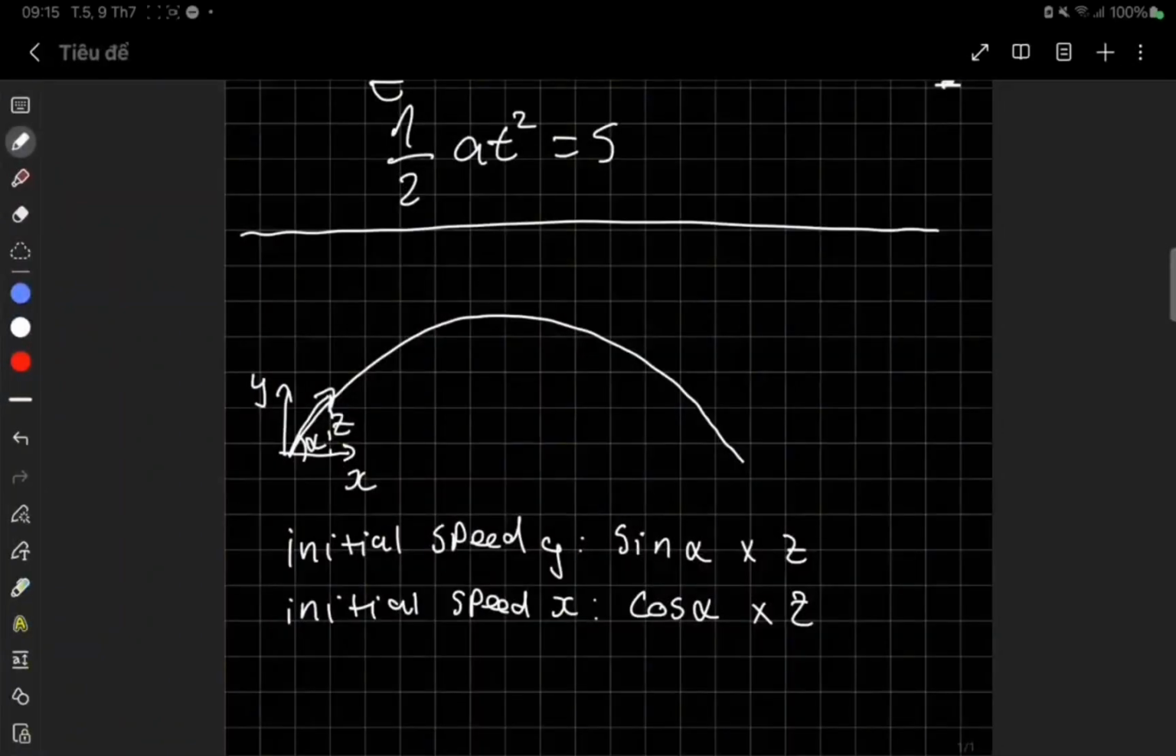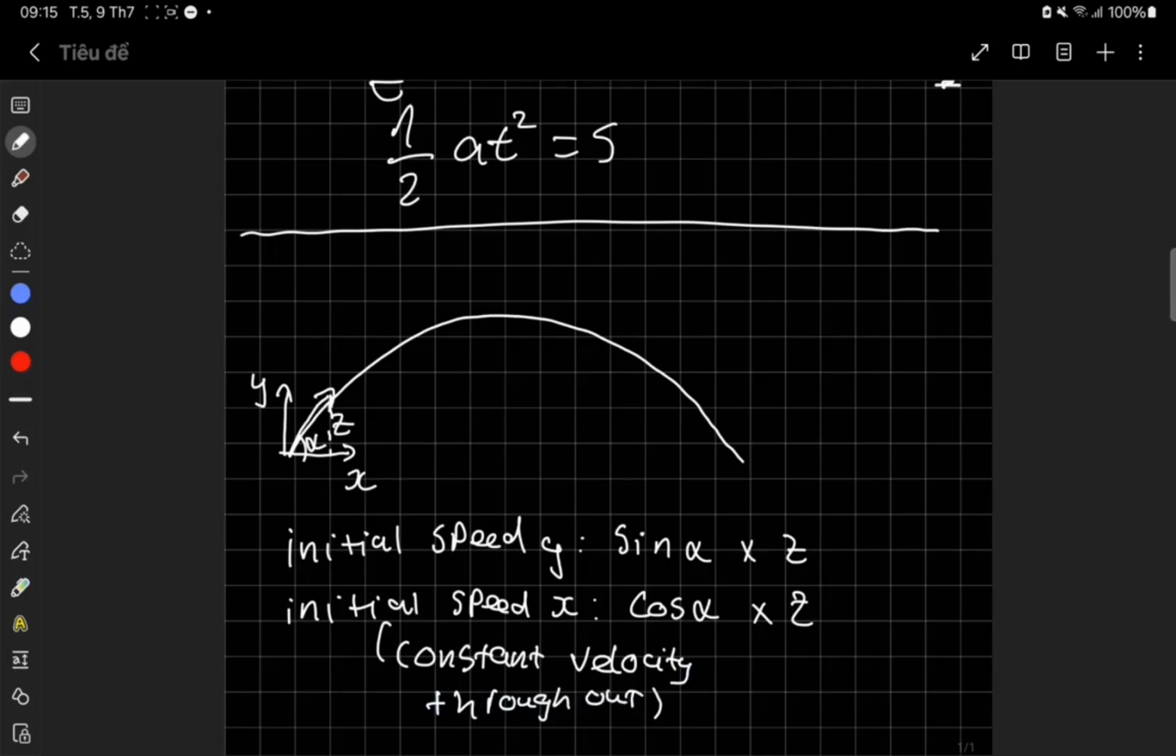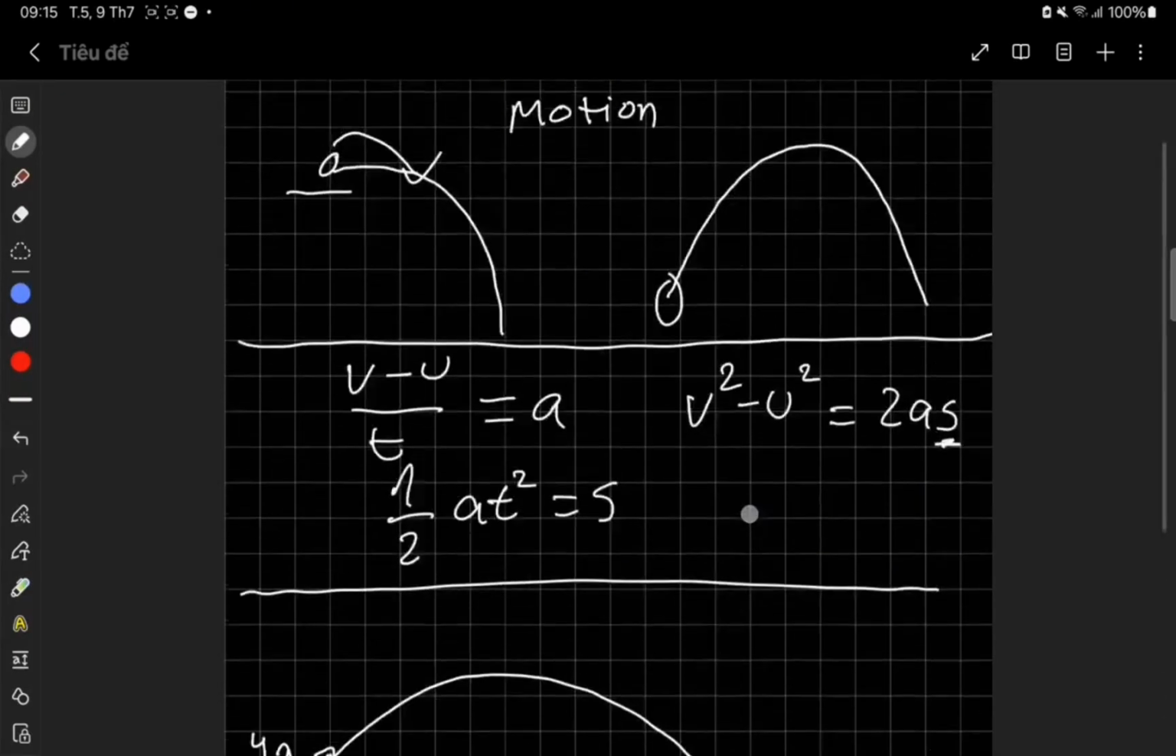One more important thing we need to understand is that throughout this motion, the initial speed of the horizontal component, which is x, is constant within the air. Constant velocity throughout the motion, and only y varies. Knowing this, we can calculate a lot more and understand which values to plug into which of the basic formulas up here.